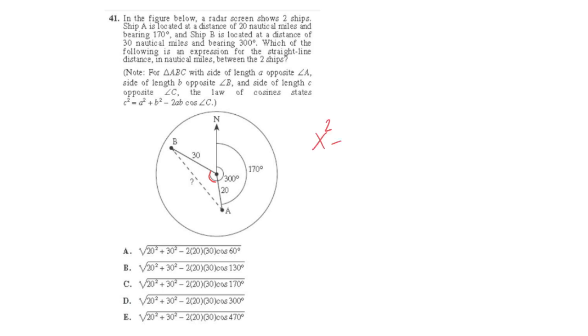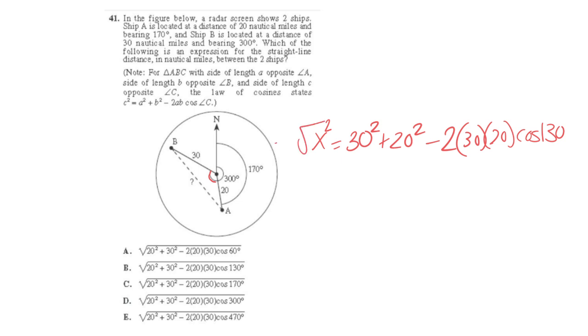It's going to be x squared equals 30 squared plus 20 squared minus 2 times 30 times 20 times cosine of 130. And lo and behold, yeah, it is that version. And then you just end up square rooting both sides to get to your length. So it's B. So once you know what you're looking for on those problems, they really aren't all that tough on the ACT.